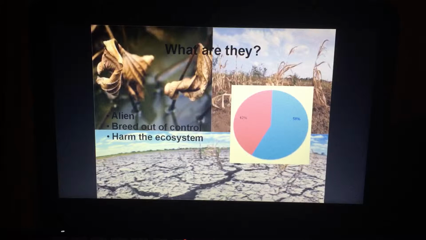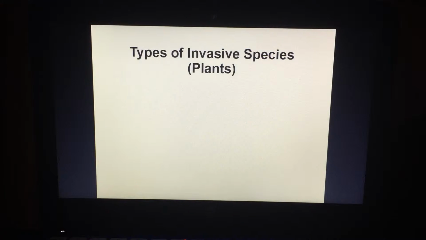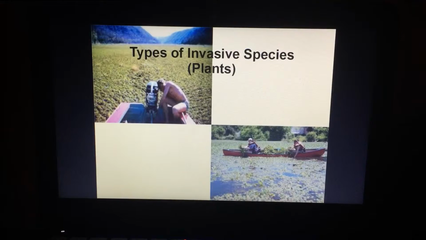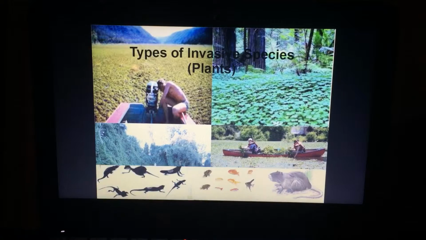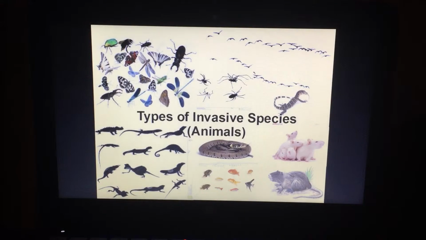They come in the form of plants, which can either be aquatic plants or terrestrial plants. And also, of course, there's animals, which everybody usually thinks of. Of course, everything can be invasive if it's just taken from one place and put in another place with no predators or prey. Insects and spiders, birds, fish, mammals and rodents, reptiles, and amphibians can all be invasive species.